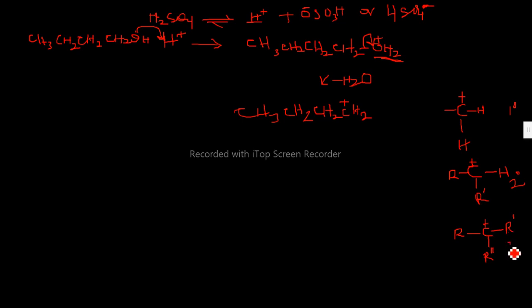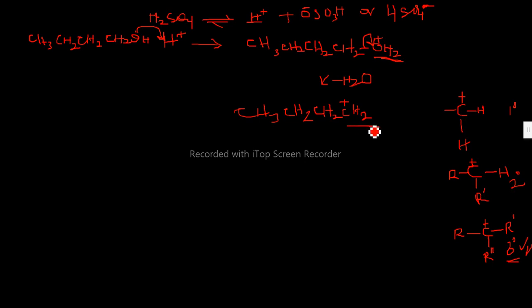So now this one becomes a tertiary carbocation, and this one is more stable. Why? Because it has alkyl groups with a positive inductive effect that push electrons onto this carbon atom, hence stabilizing it. But the secondary one is less stable compared to this, but more stable than a primary. So now we have this, which is a primary carbocation.